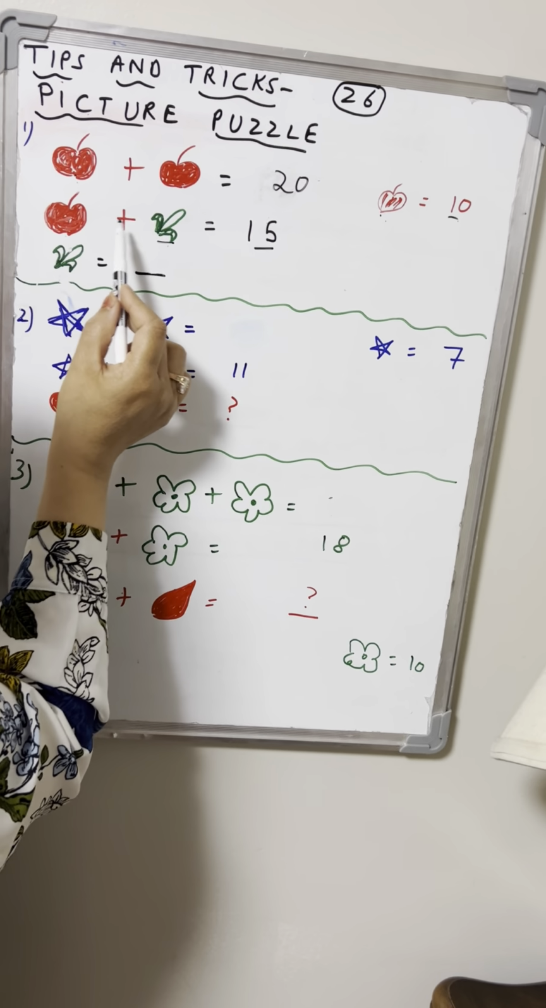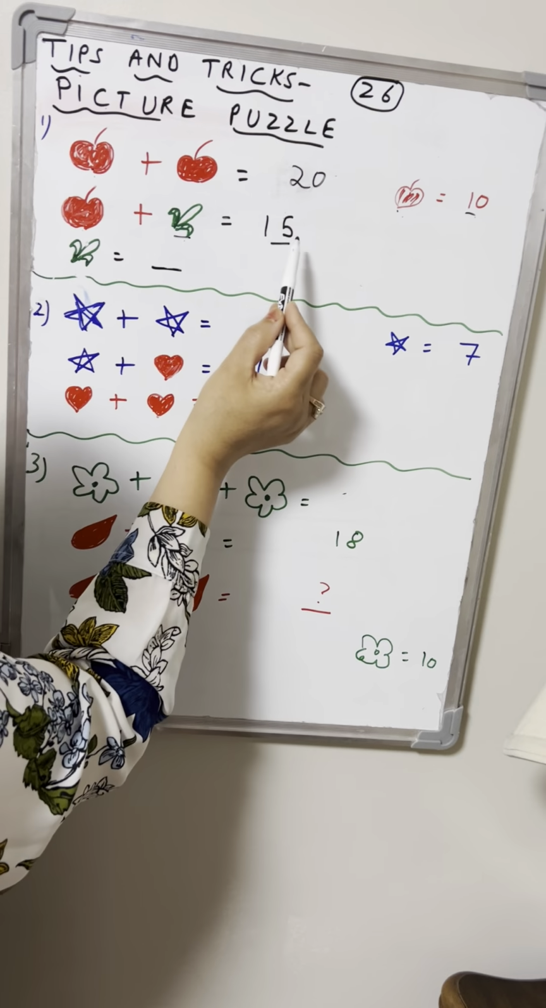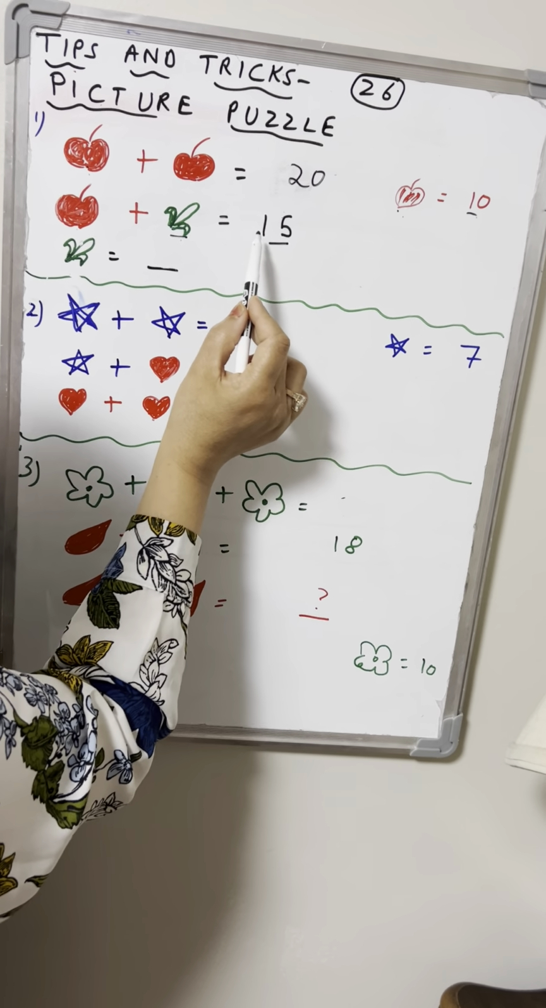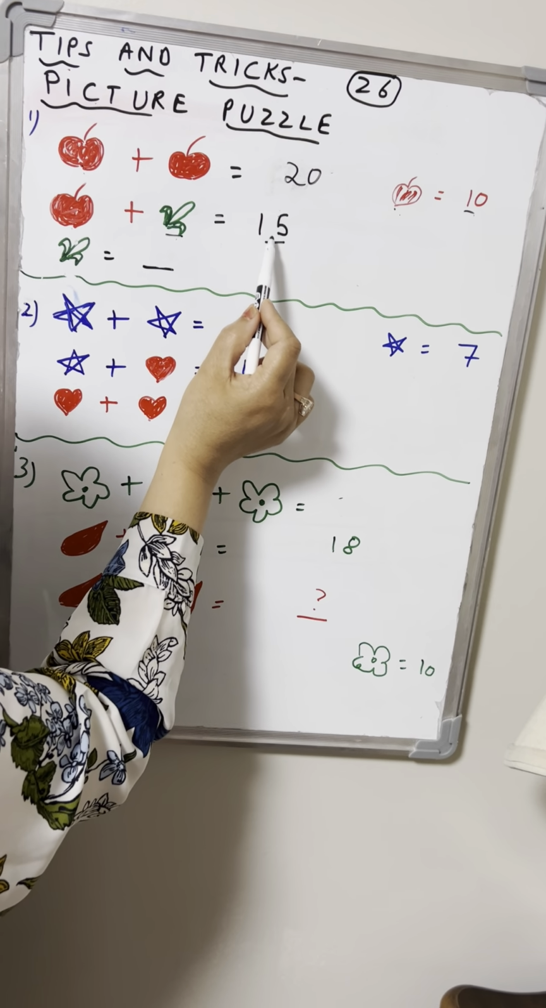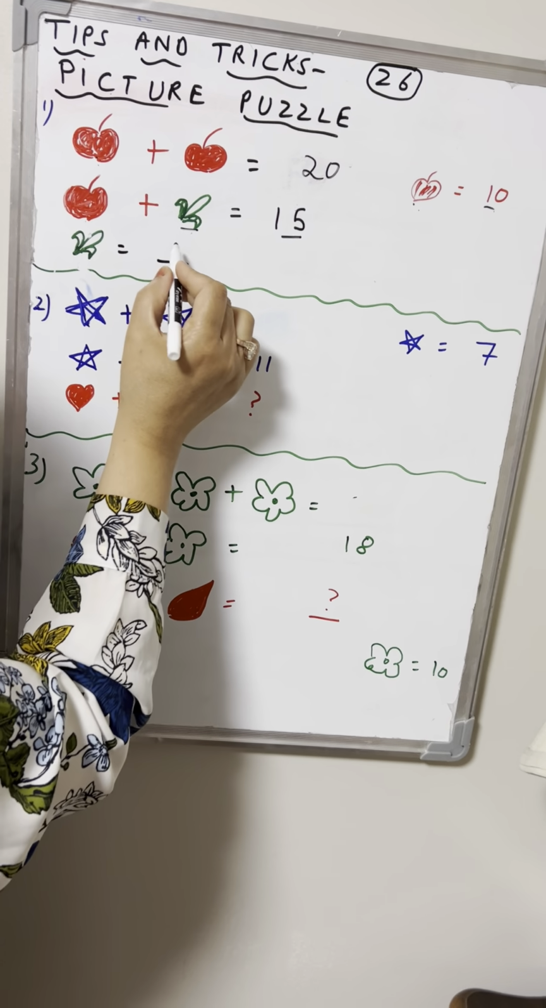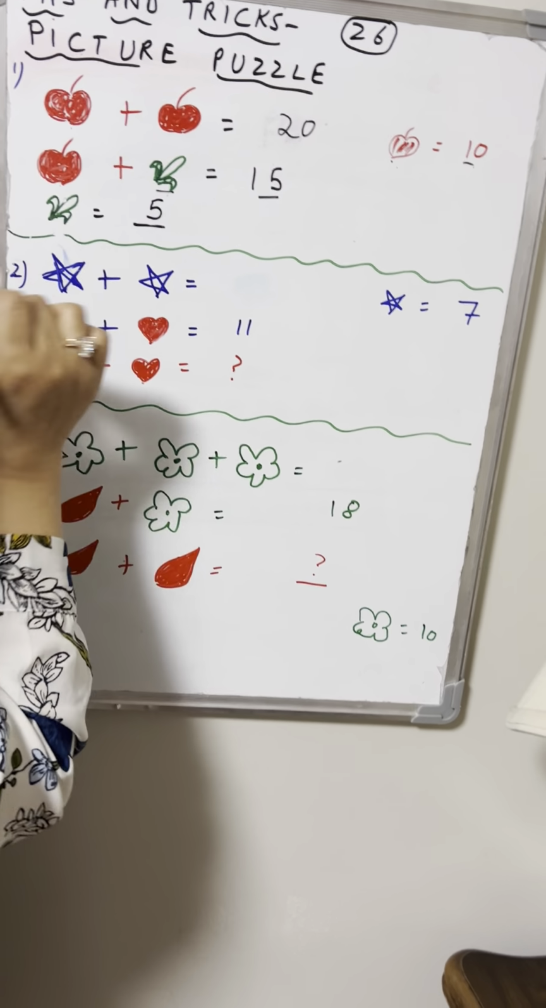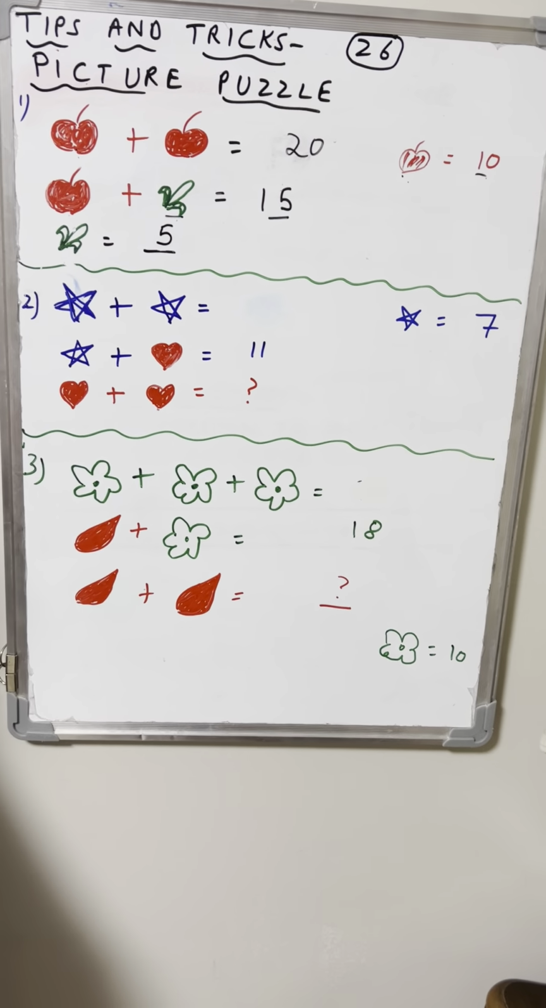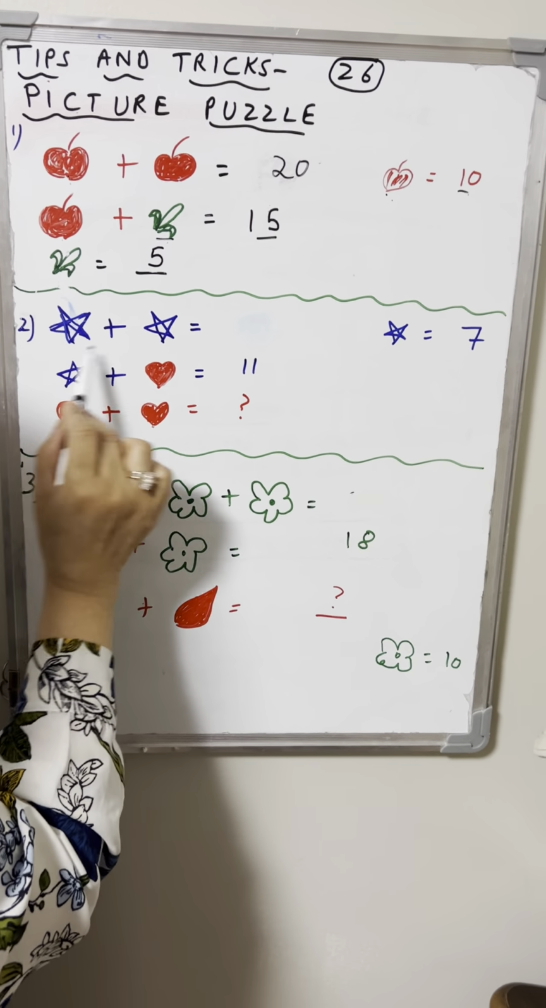Either you can count forward from 10 up till 15, so it will come to 5. Or you can do 15 minus 10. So it will come to 5. So the value of banana is 5. Look at the second question.